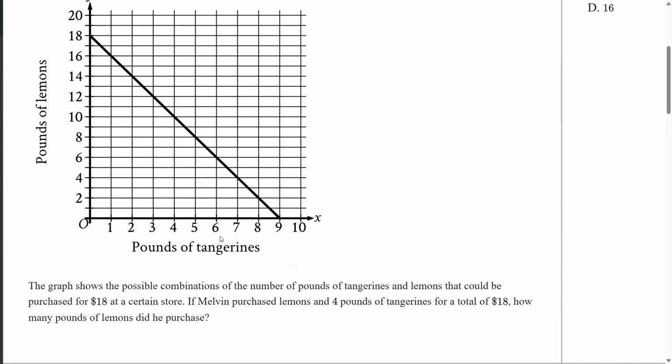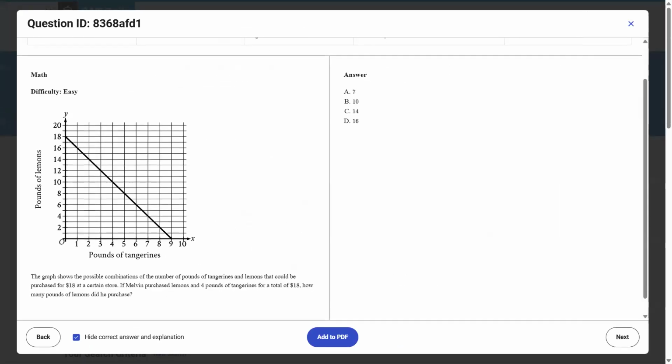Oh, easy question. Just go to 4 for the pounds of tangerines. You go to 4 here and then go to the line. You see here it's 10 for the pounds of lemons. So it should be 10 pounds of lemons. B is the answer.